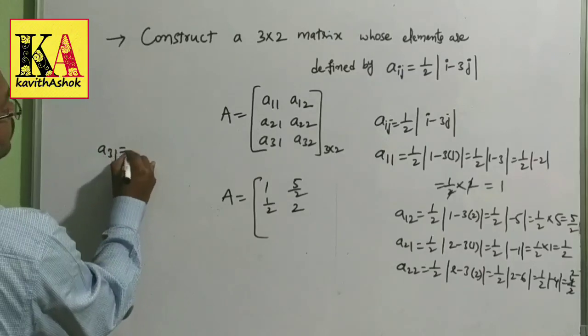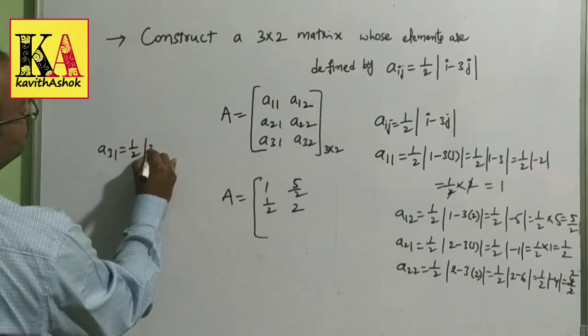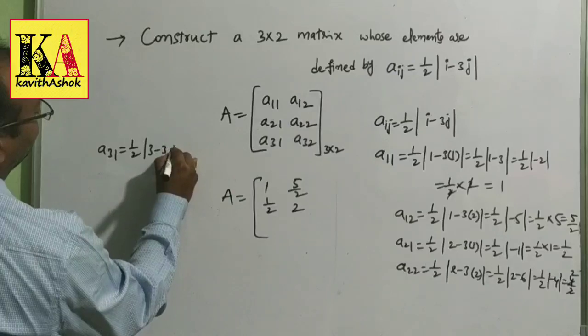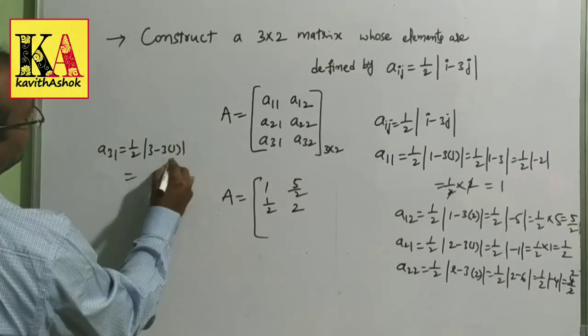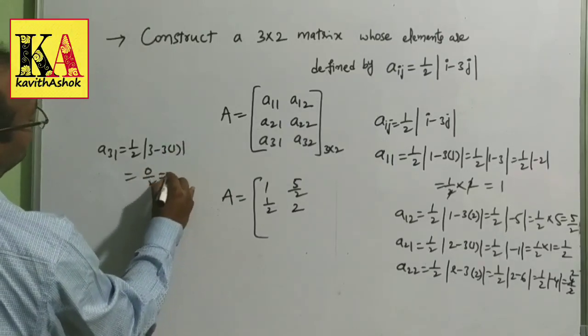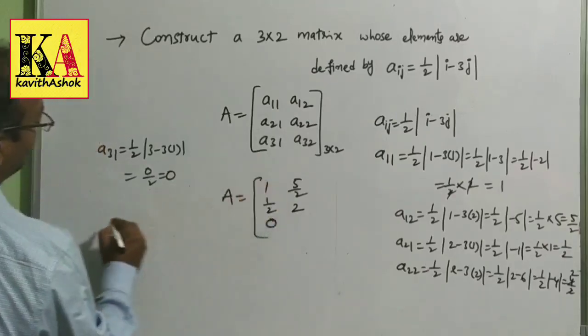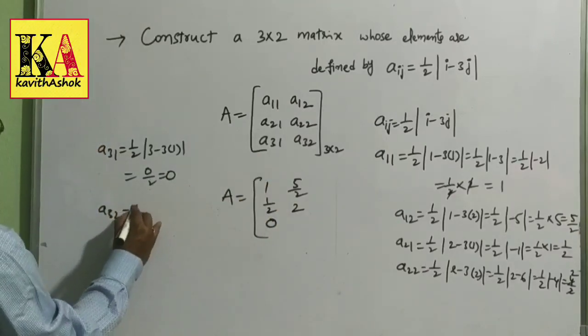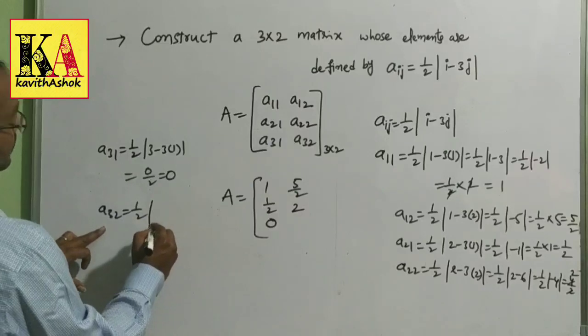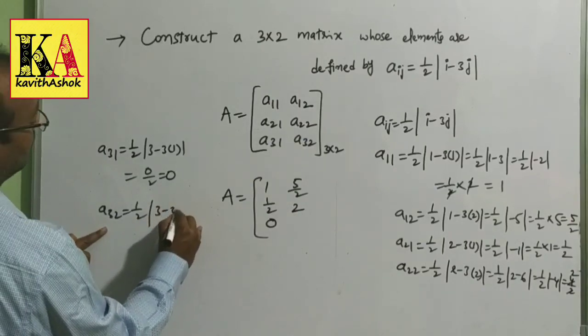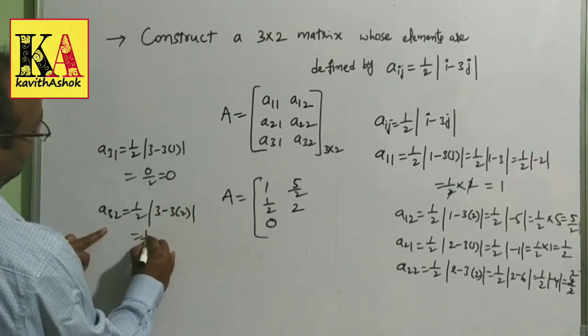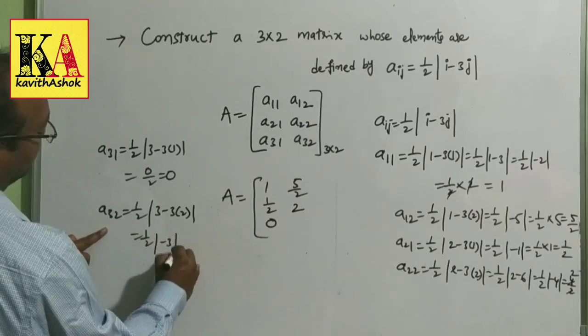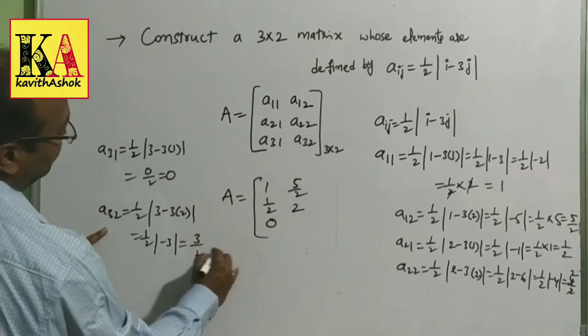A31 is equal to half of 3 minus 3 into 1. 3 minus 3 is 0, 0 by 2, that is equal to 0. This value will be 0. Next, A32, half of, the i value is 3, so 3 minus 3 into 2. Half of 3 minus 6, this is minus mod minus 3, this is nothing but 3 by 2.